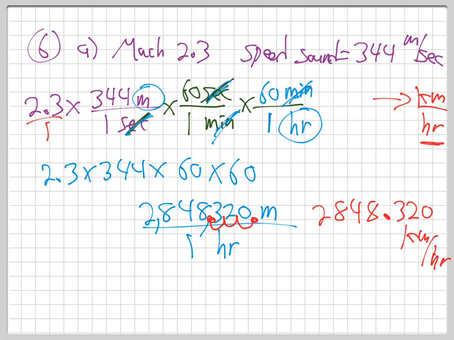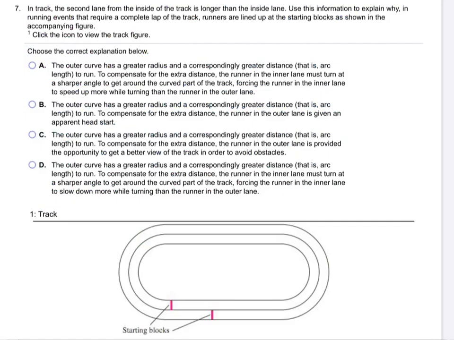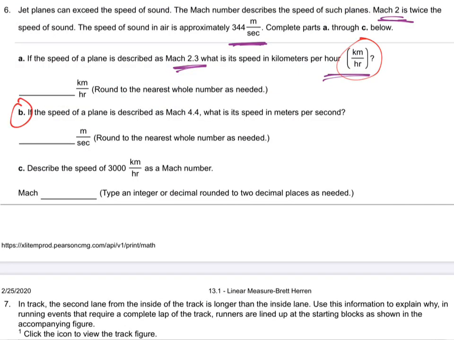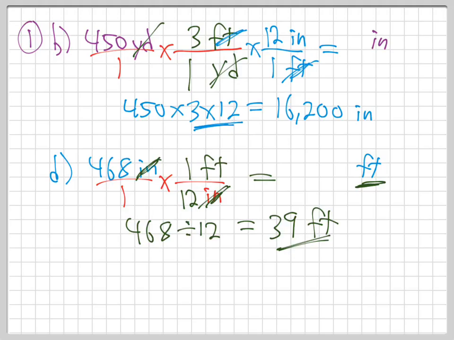All right, I'll try to do the other two for you and put it on YouTube. Okay, so there's our answer on that one. Let's try part B now. Just coming back to part B. They're telling us Mach 4.4, go to meters per second. So part B, 6B, Mach 4.4 to meters per second.